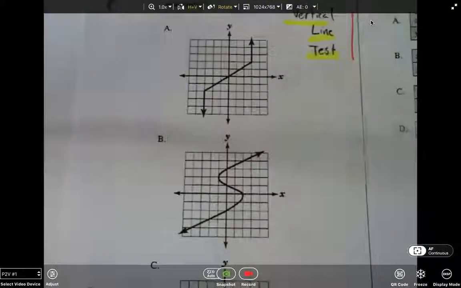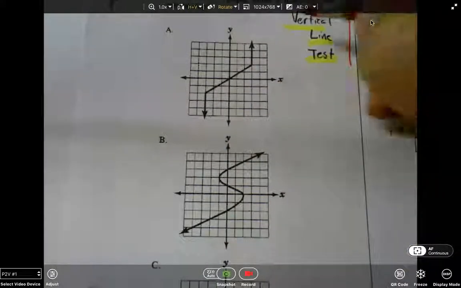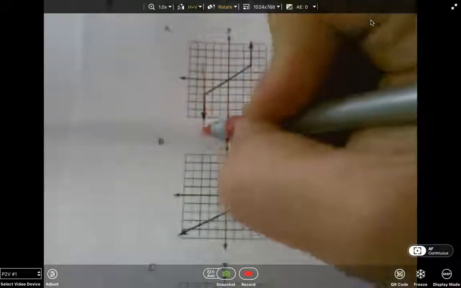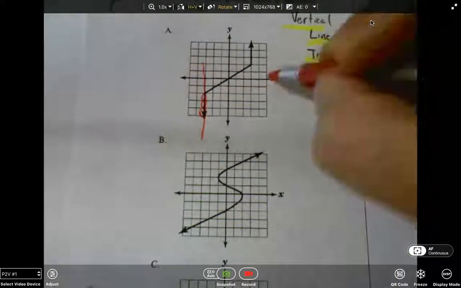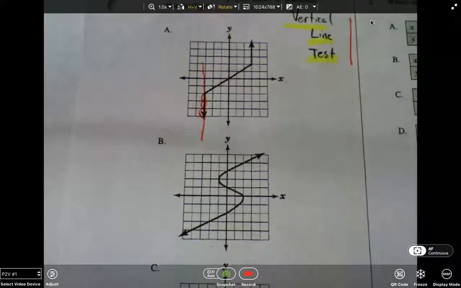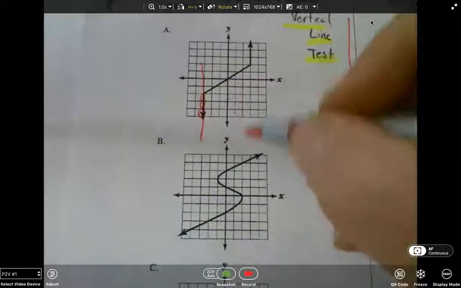So if I go through option A, I can see here that it crosses more than once there. If it goes through the graph more than once, it's not a function when you make a vertical line. So that's why it's the vertical line test.